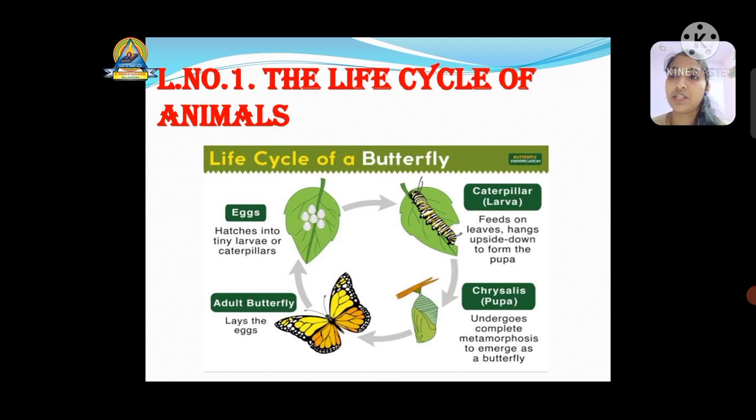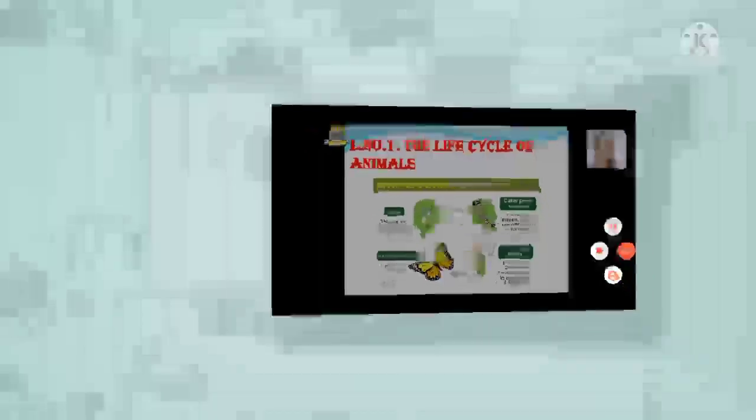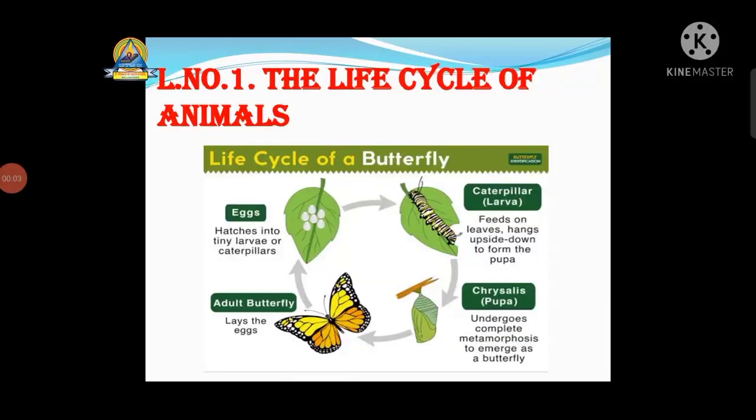Life cycle of a butterfly. There are 4 stages. First, eggs. Second, caterpillar or larva. Third one, chrysalis or the pupa. And the fourth one, that is adult butterfly. So, this is what we are going to study in this lesson, the life cycle of a butterfly.